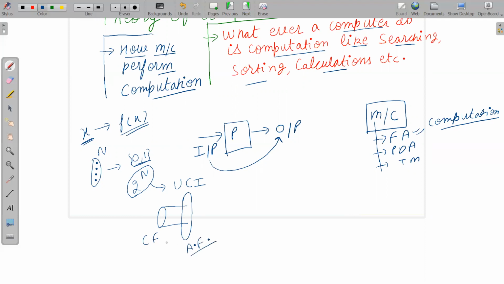Okay, so here AF means all functions and CF means computable functions. Computable functions are very few, but all functions are very, very large in number. And if you want to visualize, then I can say it like this also.